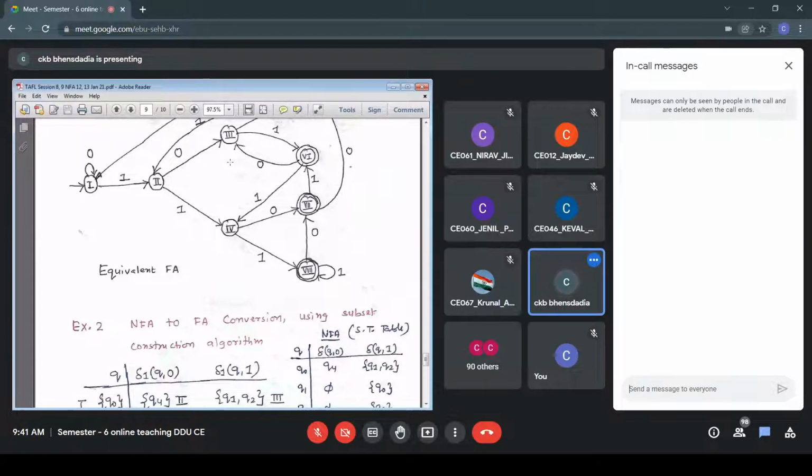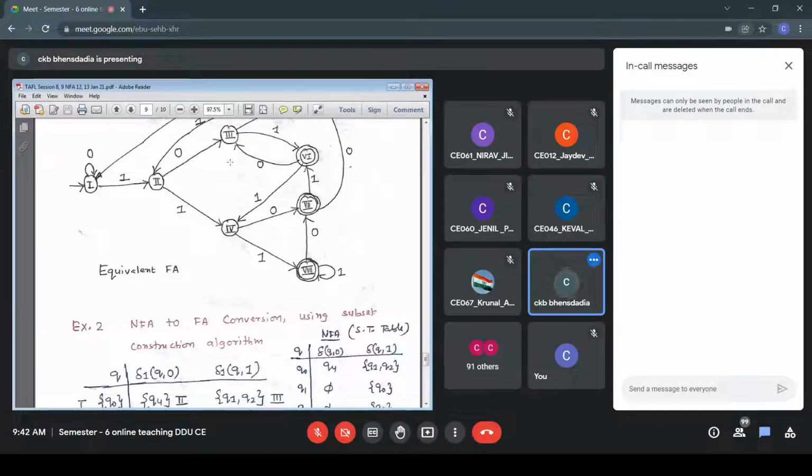Label number 2, subset is Q4. Entries you need to fill up. Cells you need to fill up. Q4. In fact, this is simple. Q4, it is phi, phi.